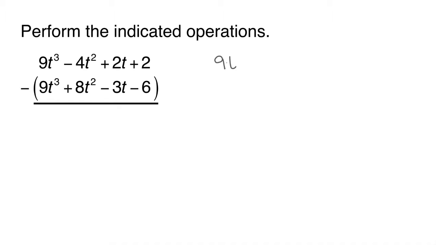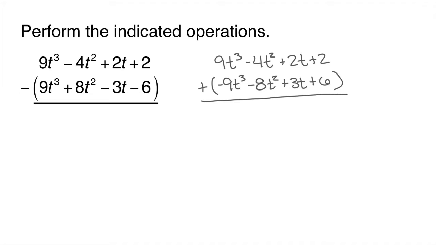We have 9t cubed minus 4t squared plus 2t plus 2. And since we're subtracting, we're adding negative 9t cubed minus 8t squared plus 3t plus 6. Now we add. 9t cubed plus negative 9t cubed is 0. Negative 4t squared plus negative 8t squared is minus 12t squared. 2t plus 3t is plus 5t, and 2 plus 6 is plus 8.